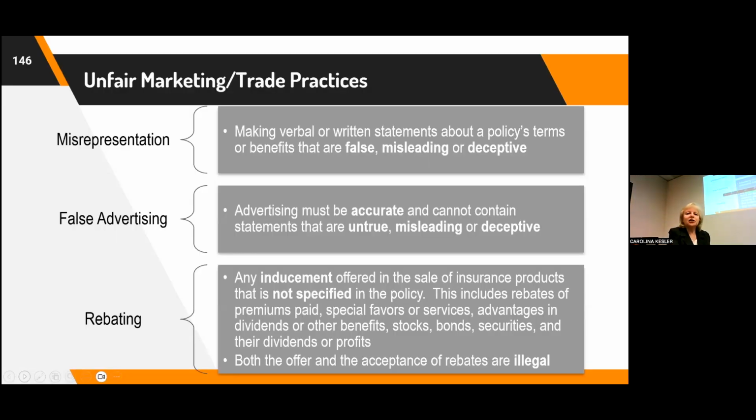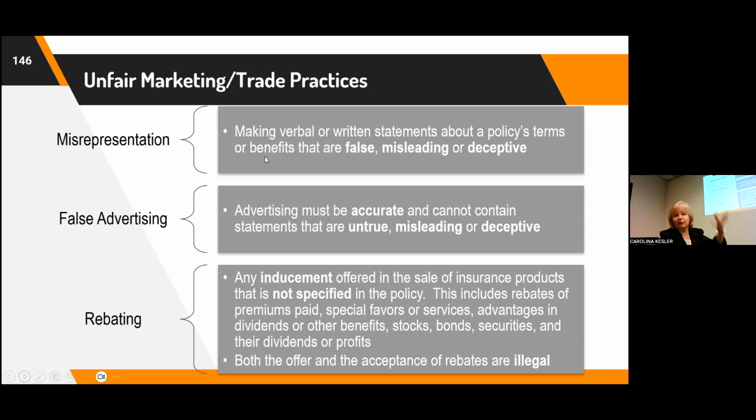Okay, misrepresentation is making verbal or written statements about a policy's terms or benefits that are false, misleading, or deceptive. It's when the agent lies. So misrepresentation, agent lies. Just don't do it. Never lie, cheat, or steal. False advertising: advertising must be accurate and cannot contain statements that are untrue, misleading, or deceptive. So if you see anything about marketing or advertising, it's false advertising they're looking for.